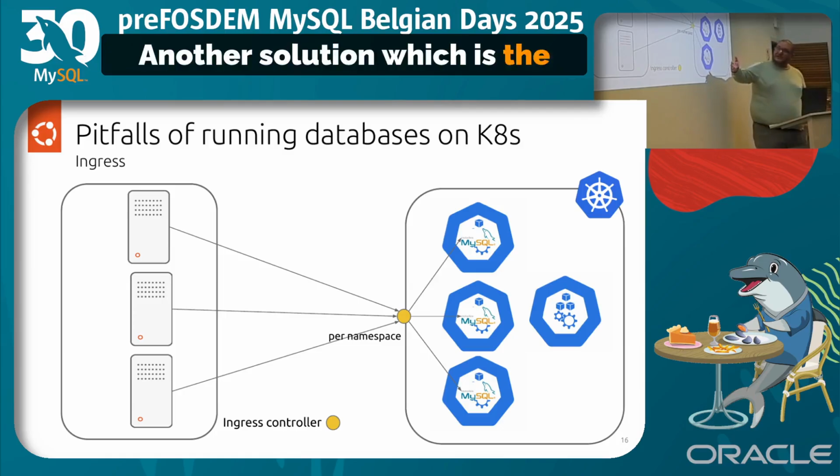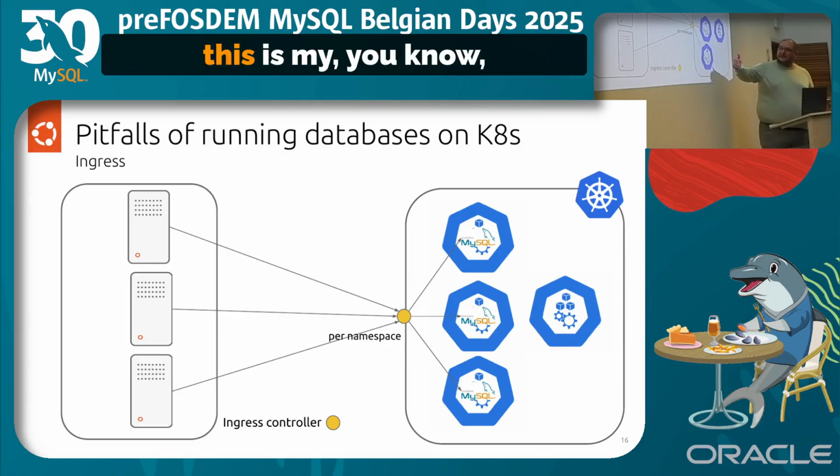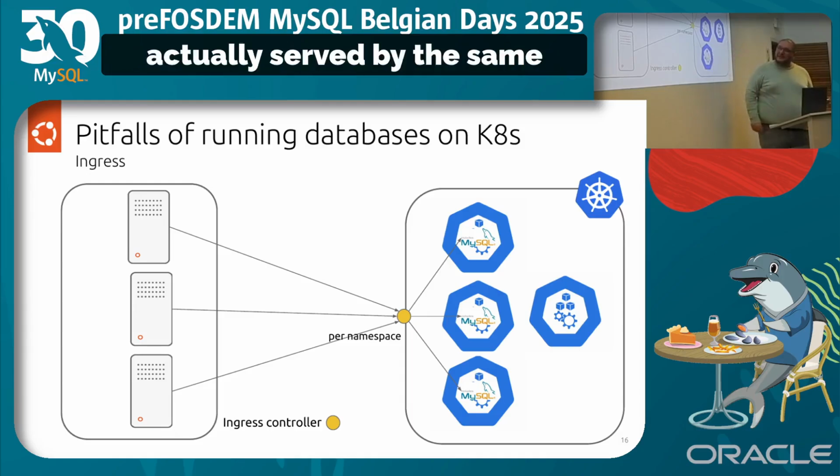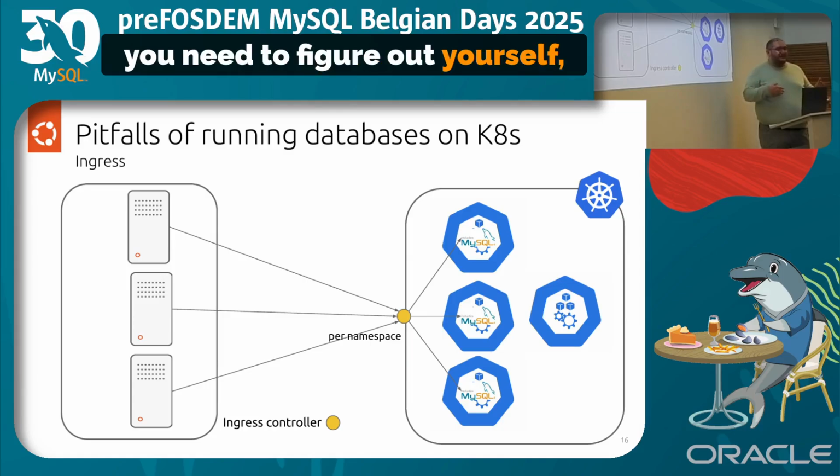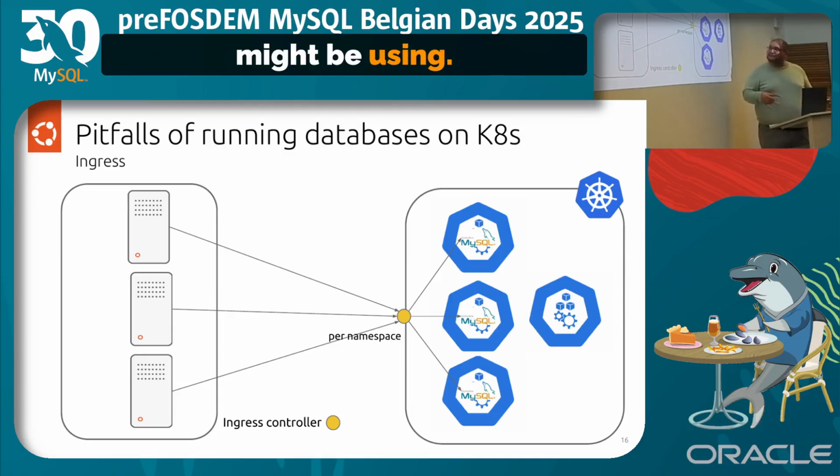Another solution is the ingress controller, which, the way I see it, is a better load balancer. It is per namespace, so you can have many services served by the same ingress controller, but you have different problems, in the sense that today, at least in the Kubernetes world, most of the ingress controllers are meant to be used for HTTP proxy, not really for TCP. So if you go the TCP route, you need to figure out yourself the specifics of every ingress controller that you might be using.